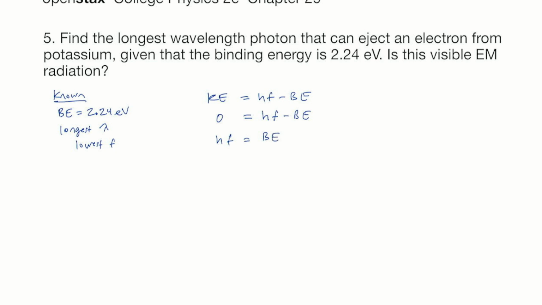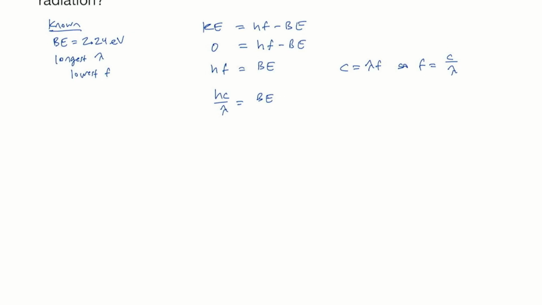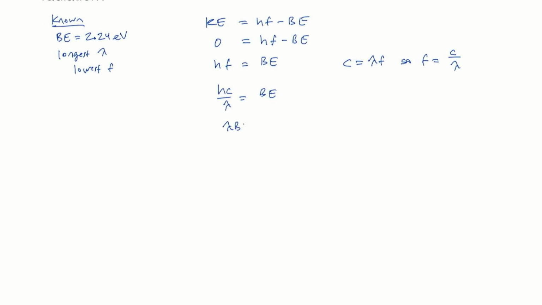Note, we could be having a subscript F0, so the subscript 0 on the F for the threshold frequency. Either way. C is equal to lambda F, and so F is going to be C divided by lambda. So let's make that substitution. We get HC over lambda is equal to the binding energy. Okay, so lambda times the binding energy is equal to H times C. So our lambda is HC divided by the binding energy.